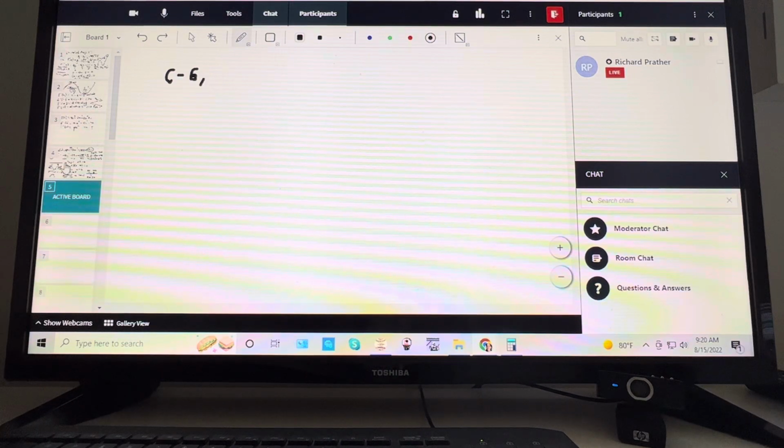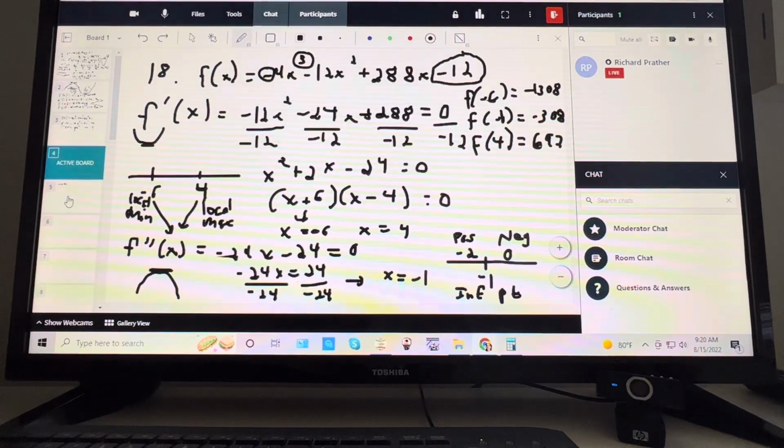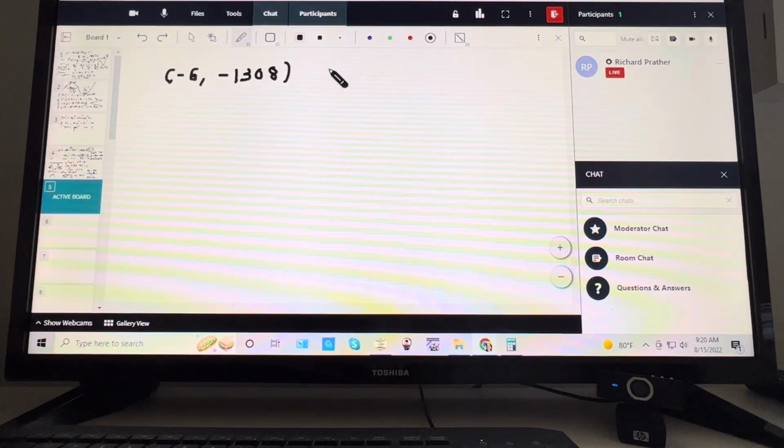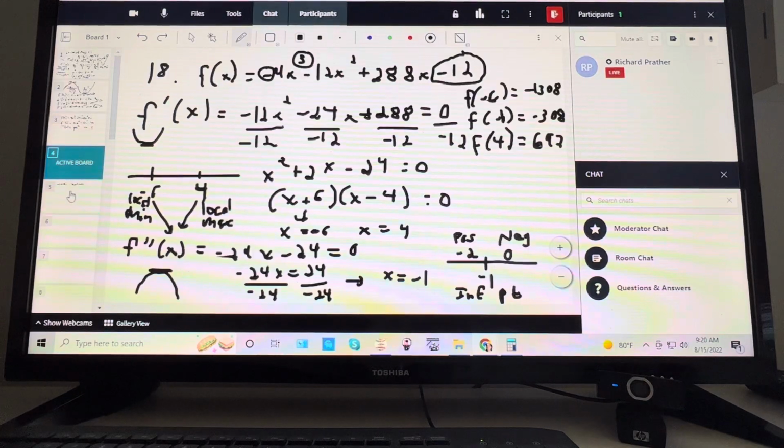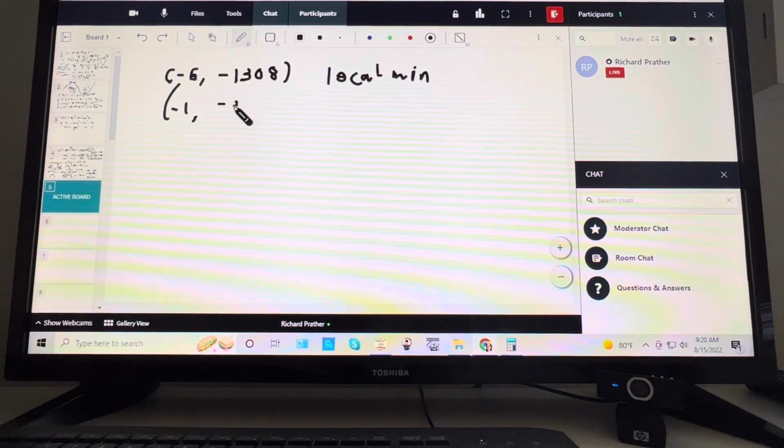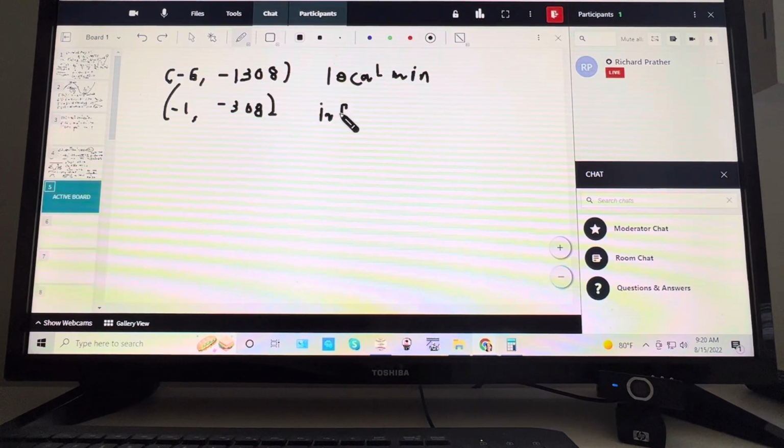There's -6, -1308. That's a little hard to graph, but we can just estimate it. That is our local minimum. We hit the minimum first this time. Local minimum. Then the next special point we hit is -1 with -308. That's an inflection point. That's a spot where the graph changes from concave up to down or vice versa.